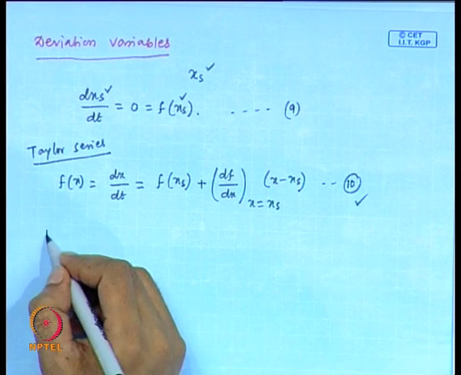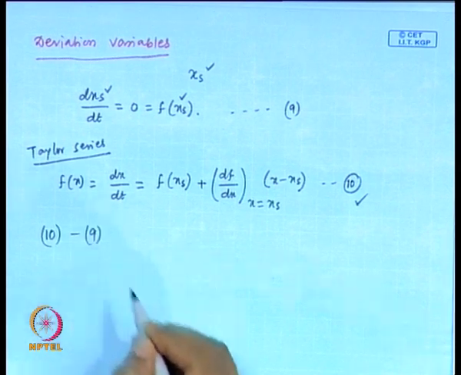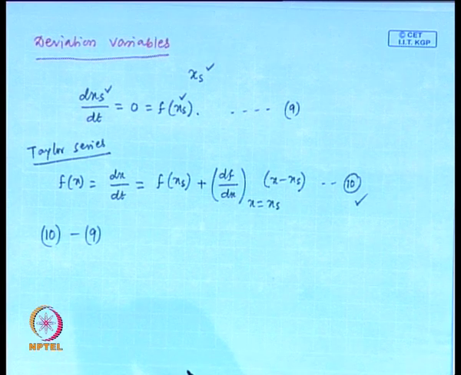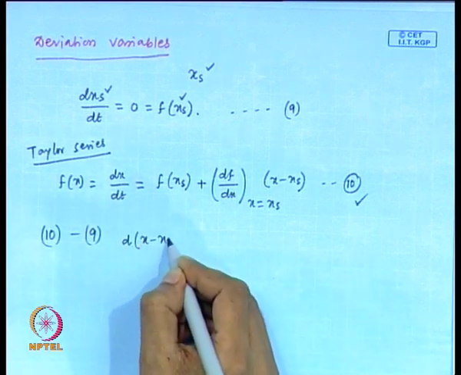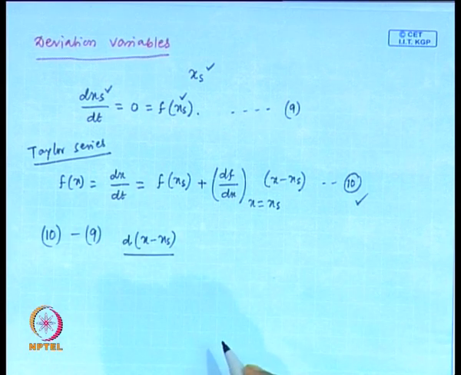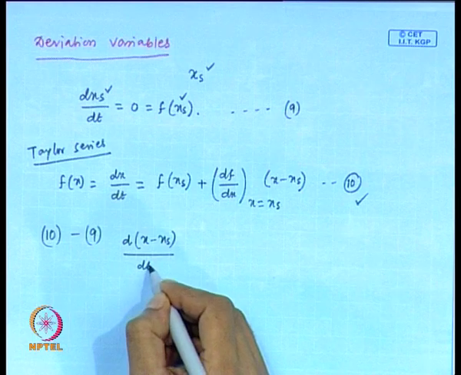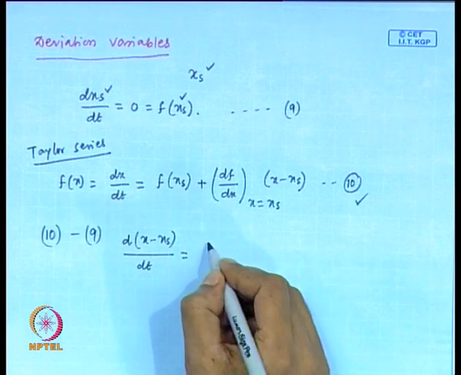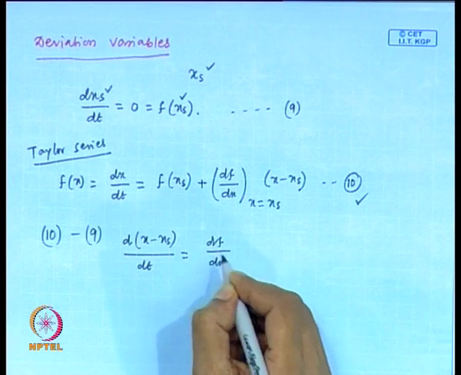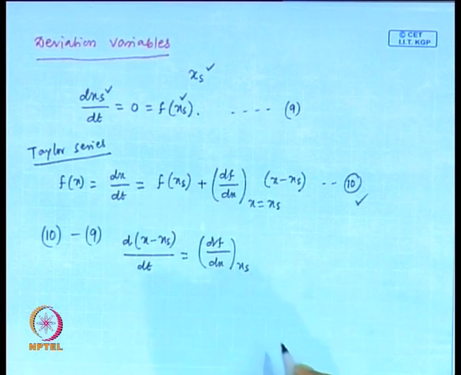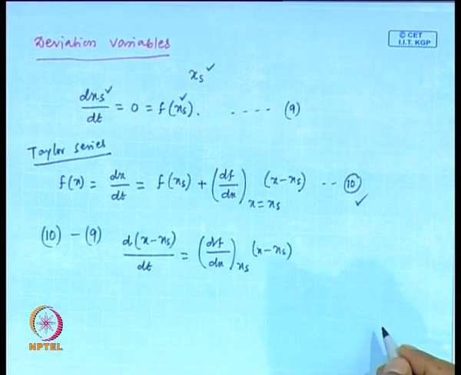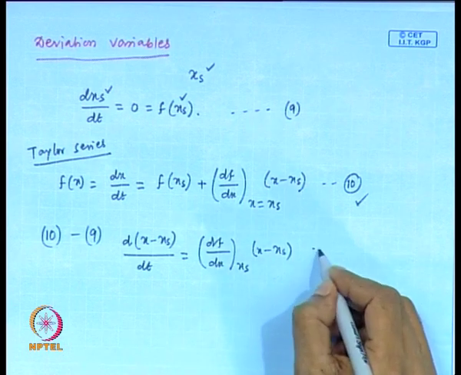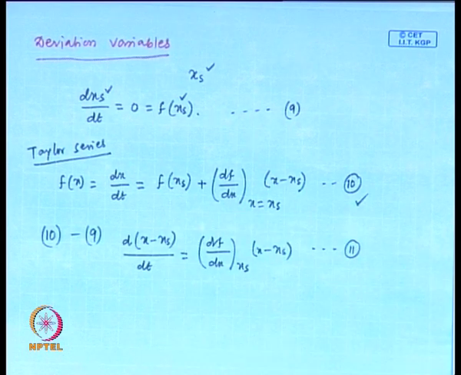Now, we will subtract equation 9 from equation 10. Then we can write the differentiation of (x minus xs) with respect to t equal to df dx at x equals xs multiplied by (x minus xs). This is equation number 11.